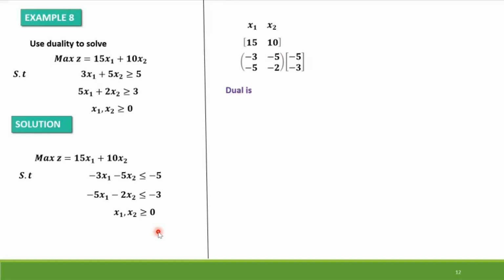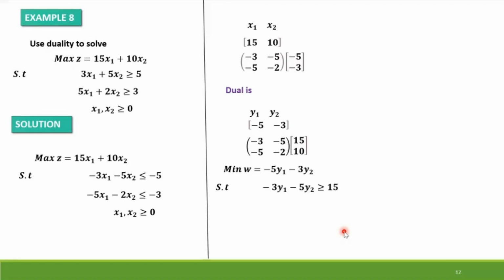उसके बाद write the dual. There will be two variables y1, y2, because when this column will become the row, we will have 2. So minus 5, minus 3. And the transpose is the same actually, 15, 10. So writing the dual: minus 5y1, minus 3y2, subject to minus 3y1, minus 5y2 greater than or equal to 15. Since none of the variables are unrestricted here, we can have the inequality minus 5y1, minus 2y2 greater than or equal to 10, y1, y2 greater than or equal to 0.